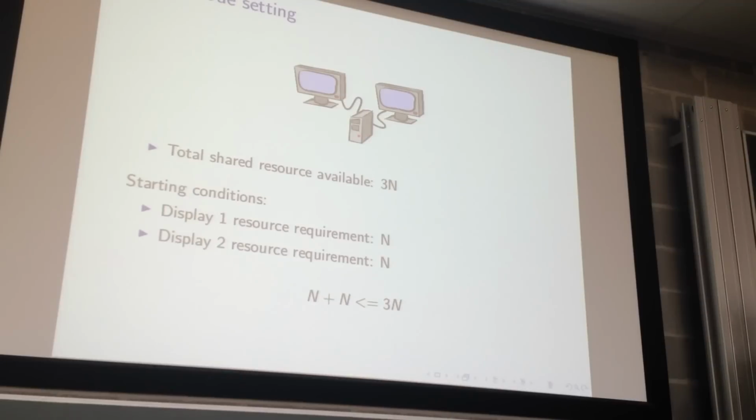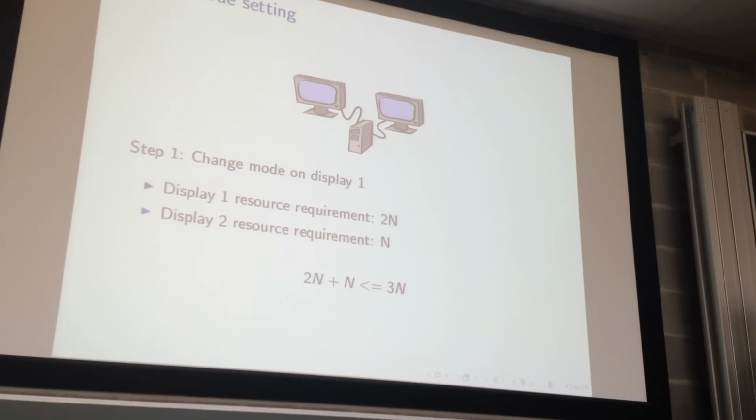Then we want to change both displays to a higher resolution. So with the current API we have to do it in steps. So in the first step we'll change display number 1. And we'll check the constraint here again. Okay, it's still fine. We can do the mode set here. We'll blink the display off and back on with the new mode.